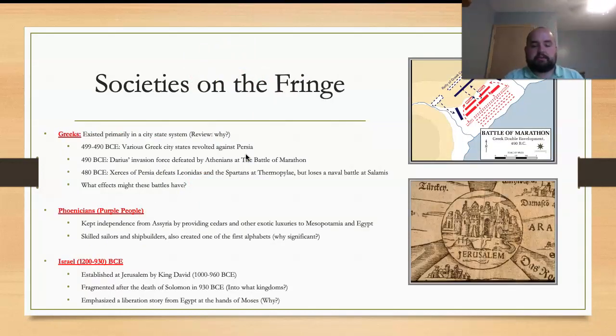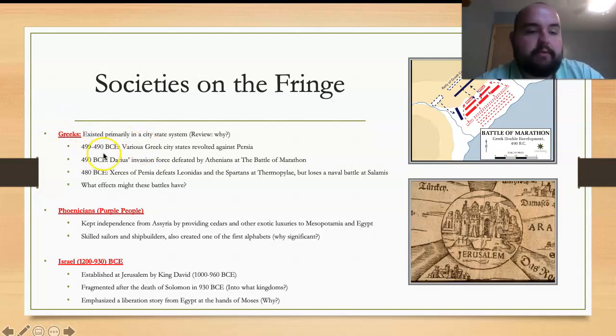Now, we'll talk about Persia a little bit more in the coming weeks, but I want to wrap things up by just talking about a few of the societies who are considered to be on the fringe of these empires who we haven't looked at much yet. The Greeks existed mainly in a city-state system around this time. We'll talk a little bit about why they did so later.